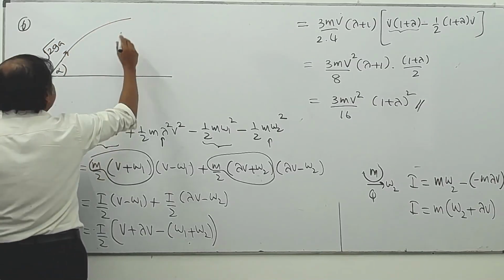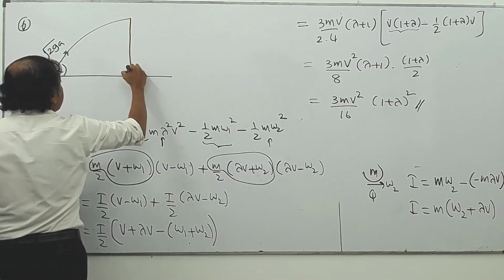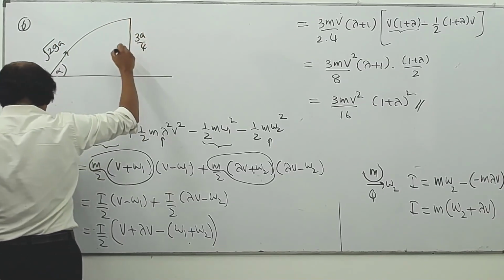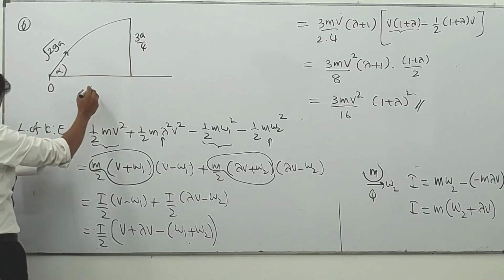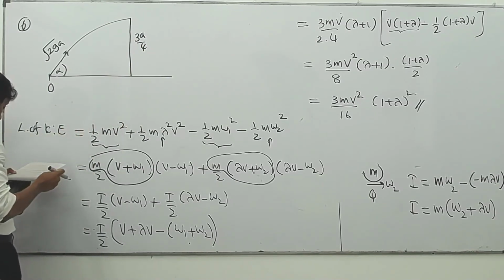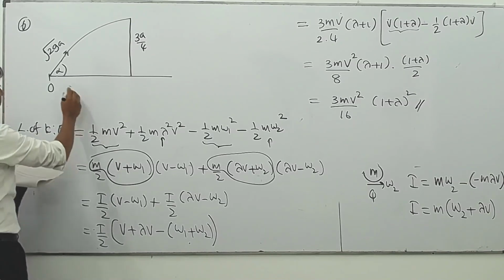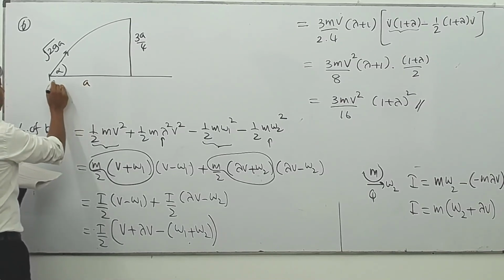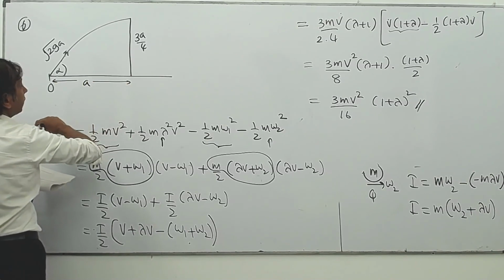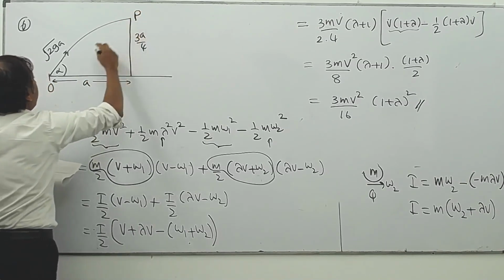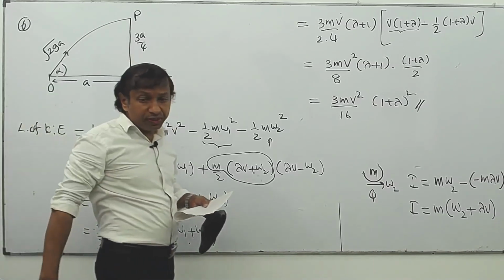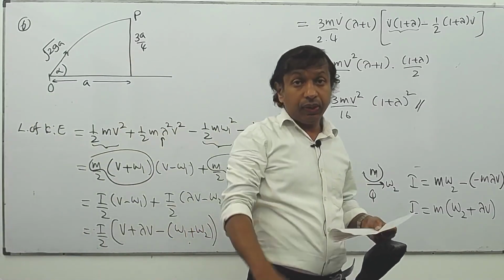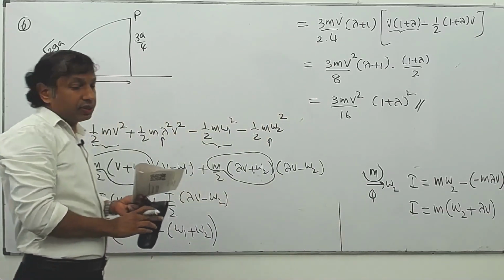It passes over a wall of height 3/4 at a distance A from O. This is A. Suppose this point is P. For this OP motion, apply S equals UT rightward, UT plus half AT squared upwards. Okay, and take the first answer.